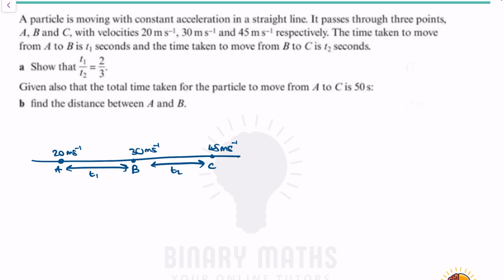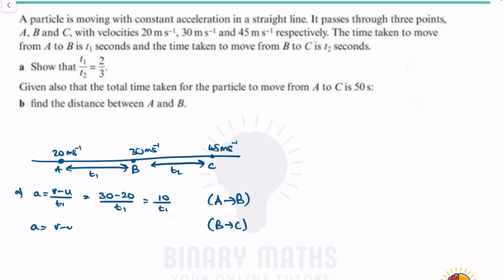The acceleration is the same for both. So acceleration is equal to (V minus U) over T1, which is 30 minus 20 over T1, which is 10 over T1 from A to B. For the second part, from B to C, acceleration is (V minus U) over T2, which is 45 minus 30 over T2, which is 15 over T2.